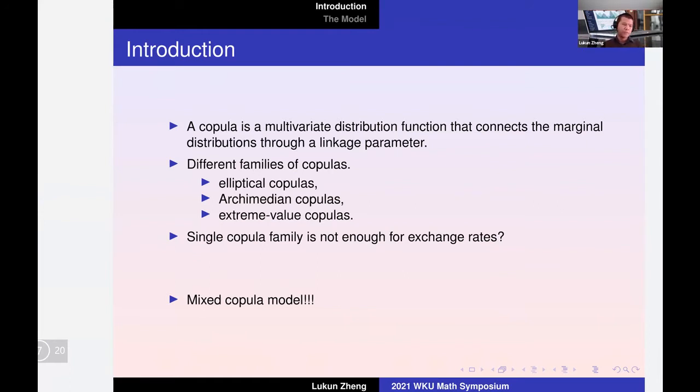So there are a lot of different families of copulas. Now, in the past, for the study of exchange rates, most of the studies have been using a single copula family to model the dependence of different pairs of exchange rates. However, as you can see, a single family is usually not enough, because when we talk about exchange rates, it is very complicated.